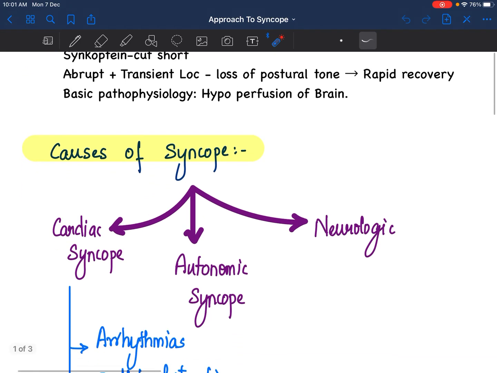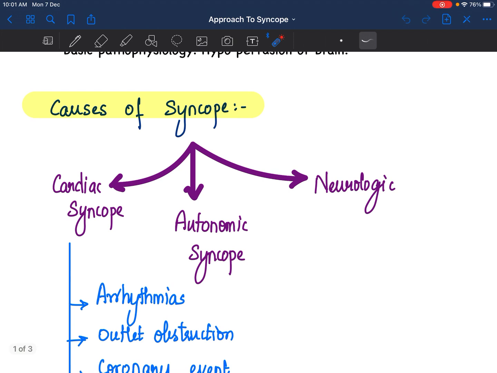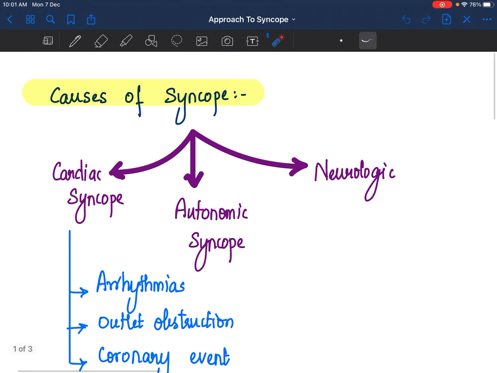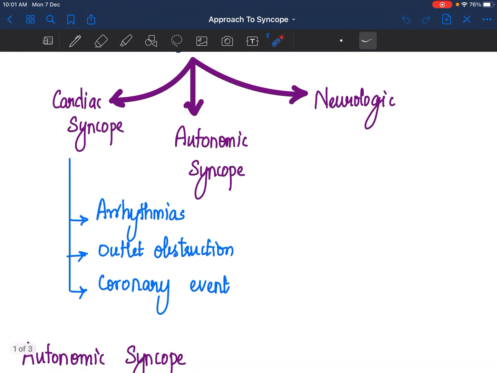What are the causes of syncope? Broadly, in our practice, we want to know whether it's a benign or an autonomic syncope versus a pathological cardiac or a neurological cause of loss of consciousness. Cardiac syncope can be broadly classified as due to arrhythmias, outlet obstruction and coronary events.